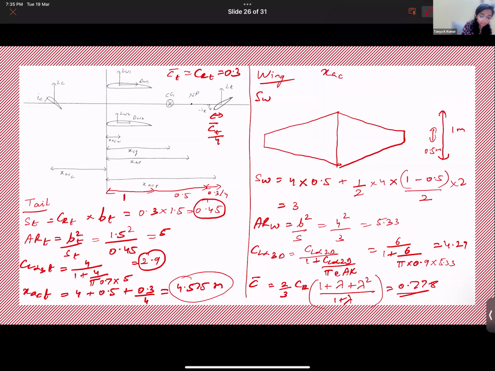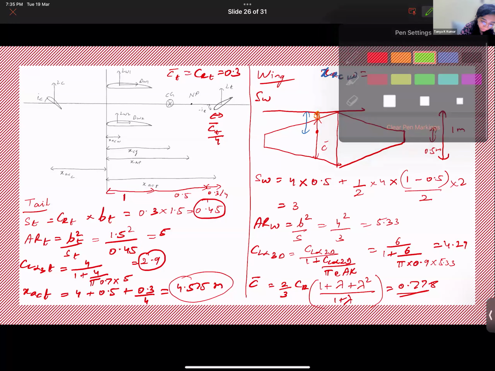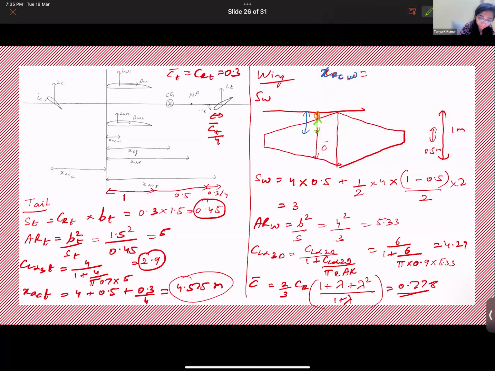So XAC wing, what would it be? If this is your C bar, your aerodynamic center is at the quarter chord point, right? So what is the distance from the leading edge? We need this. Okay, again, let me use another color. We need this distance. That is your XAC wing. So that is nothing but this distance in orange plus distance in green, correct? Distance in green is nothing but C bar by 4, correct?